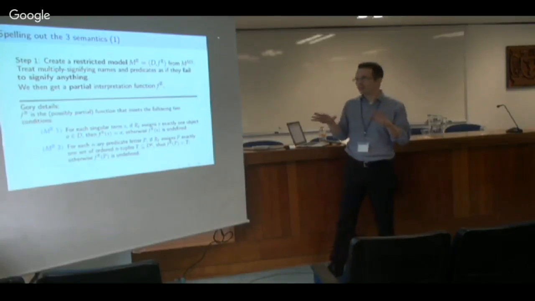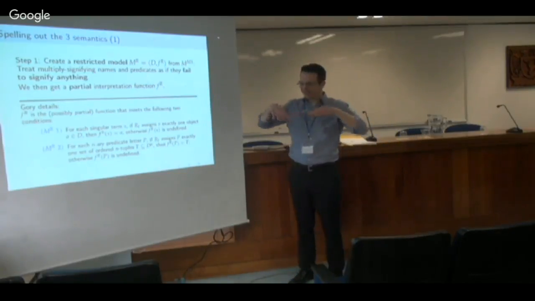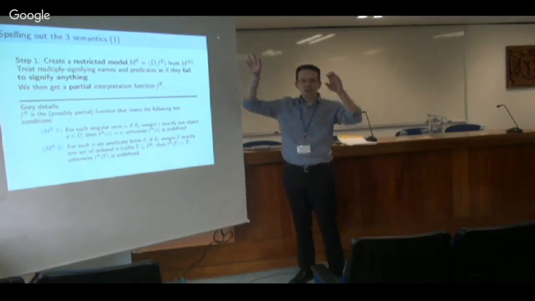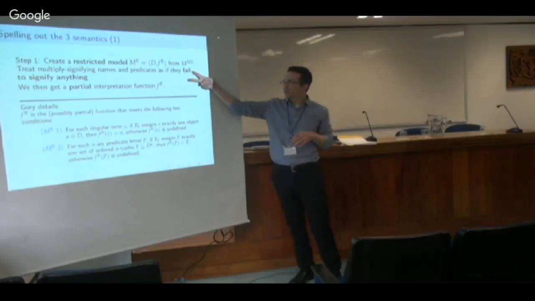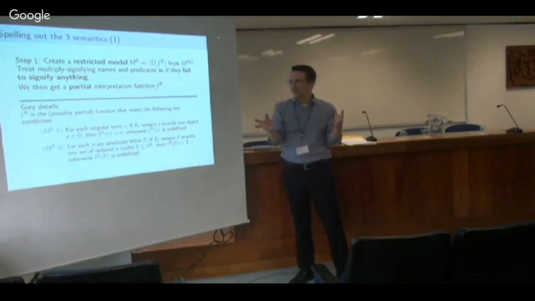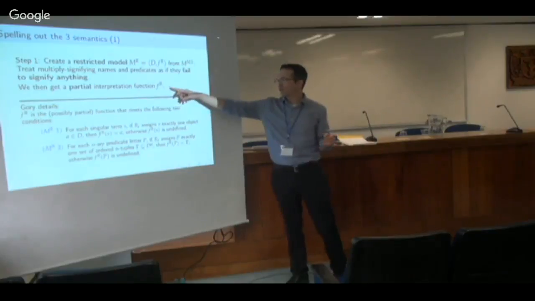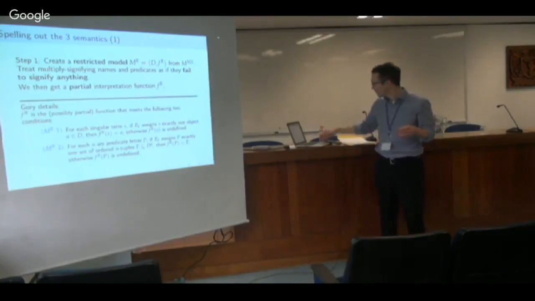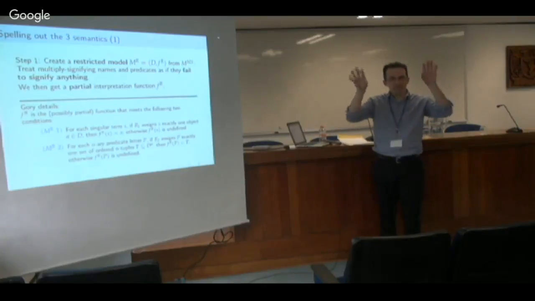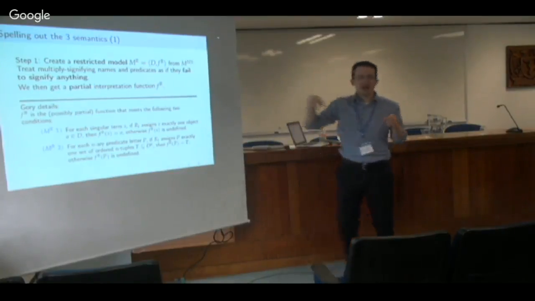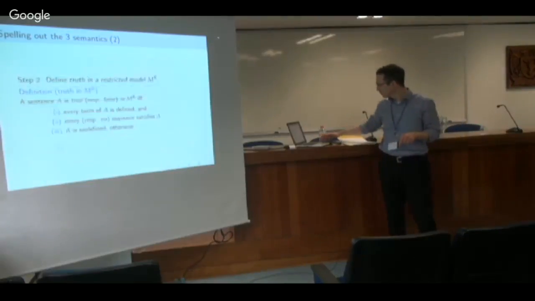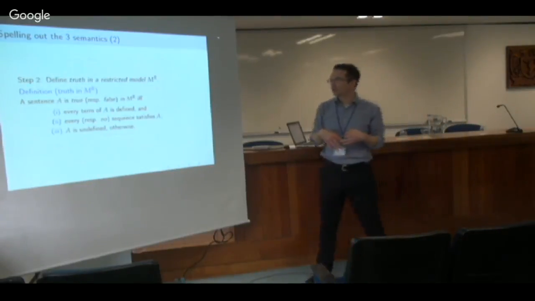All right, things are going to get a little complicated. I'll try to keep it comprehensible. So in order to spell out all three of the semantics, positive, negative, and neutral, I'm going to start by creating what I'm going to call a restricted model from the multiply signifying model. And the core idea behind the restricted model is simple. You just treat multiply signifying names and predicates as if they fail to signify anything. We then get a partial interpretation function, f_R, or restricted function. The idea is basically you just throw away all the information encoded in the multiply signifying model about any confused terms. Okay? From there, we can define truth in a restricted model.